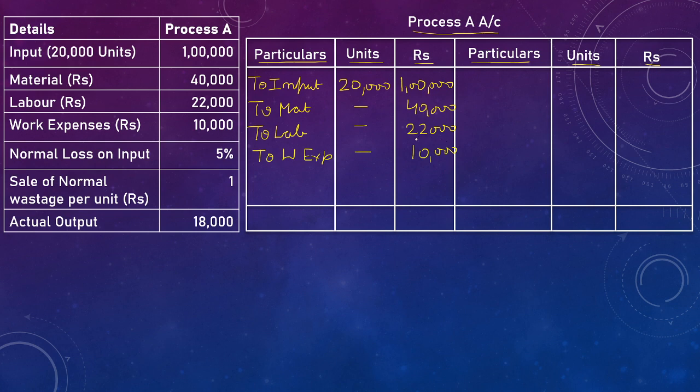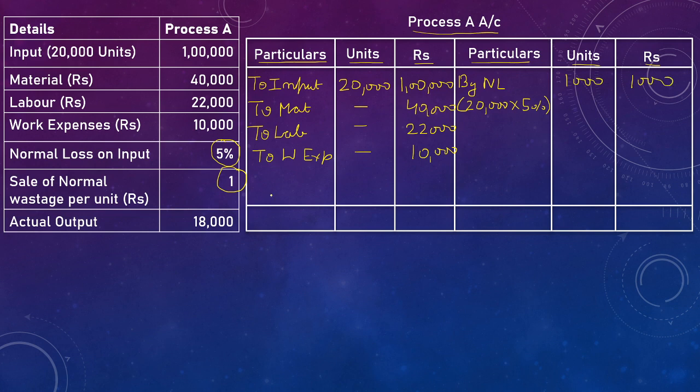Now first we have to consider the normal loss. The normal loss is 5% of input, so we credit the normal loss. Our entry is by normal loss. The input is 20,000 units and normal loss is 5% of input, so the normal loss units are 1,000, which are sold out in the market at the price of 1 rupee per unit. So our net realizable value from the normal loss is 1,000 rupees.